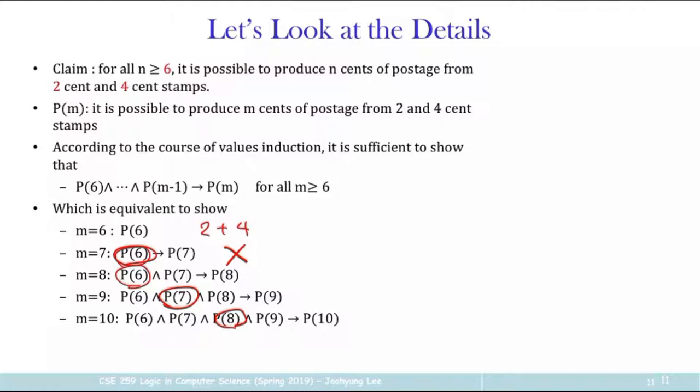Except for the case when m equals 7, where we couldn't use P of 5 as the induction hypothesis, because induction starts from 6. So the answer to the previous question is C. C is false. You cannot create 5-cent postage. That's not by the induction hypothesis when m equals 7. All right. Any questions?